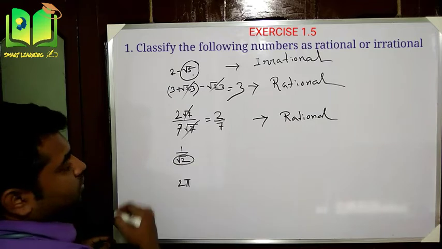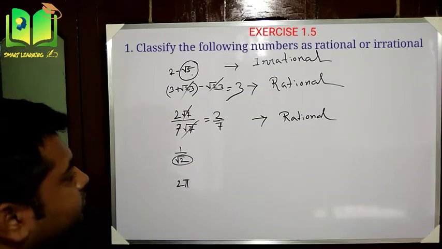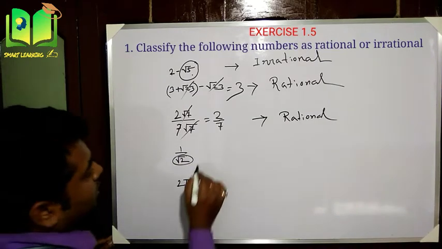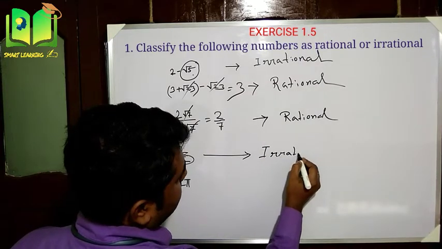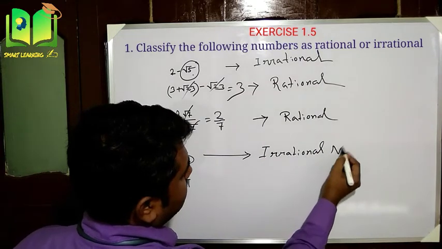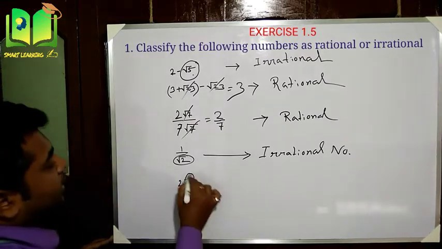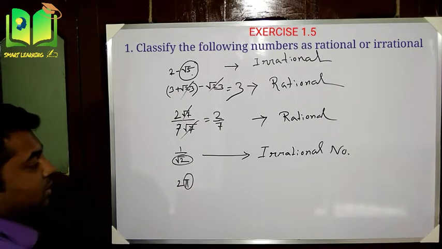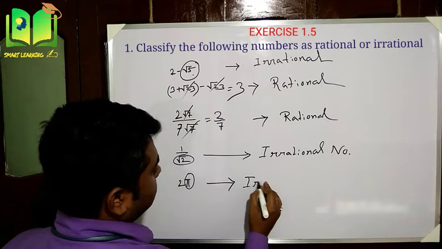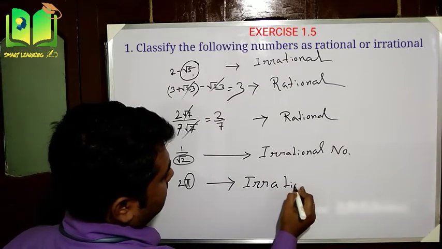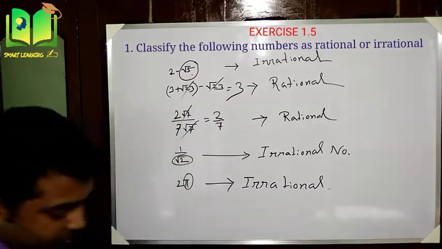Next, 1 by root 2. You know that root 2 is an irrational number. So in the same way 1 by root 2 is also an irrational number. Pi is also an irrational number. So 2 pi is also irrational. Complete.